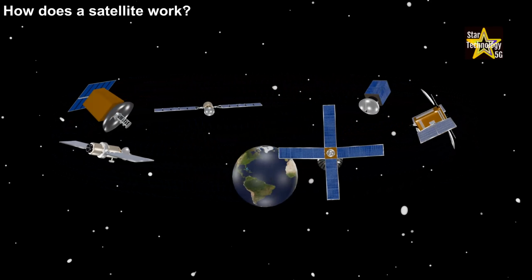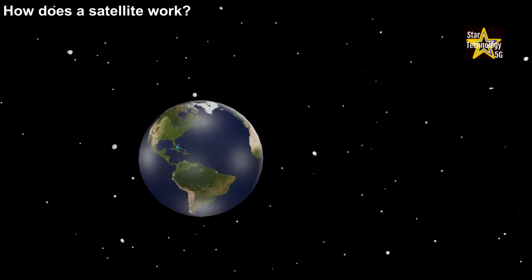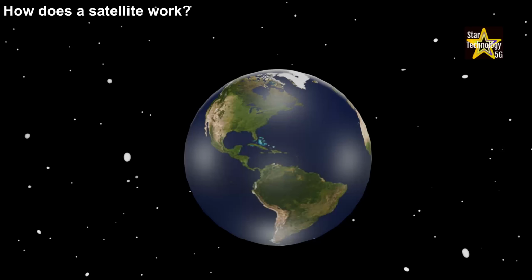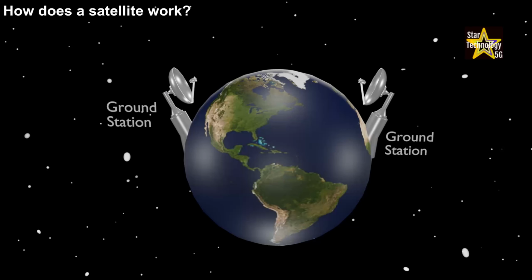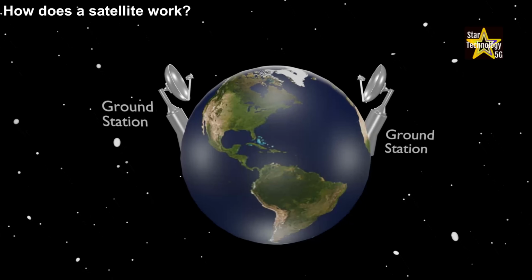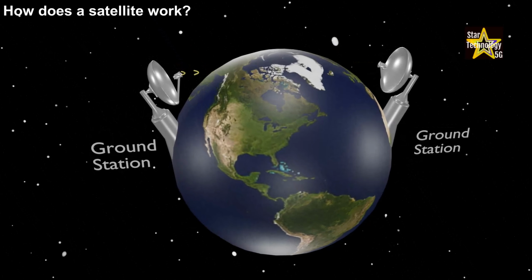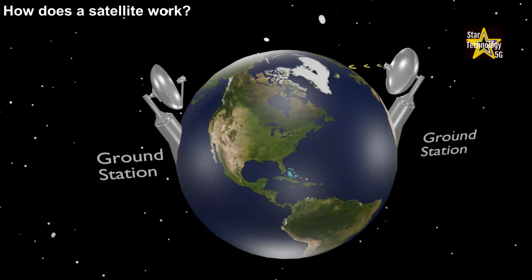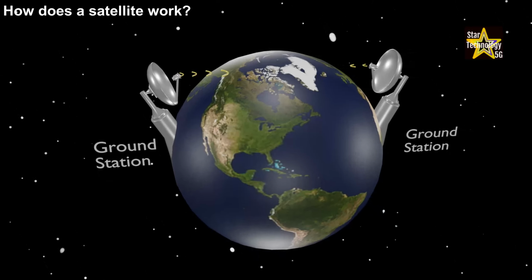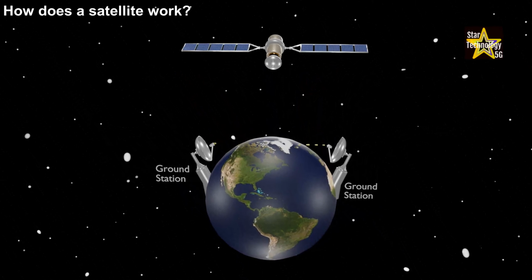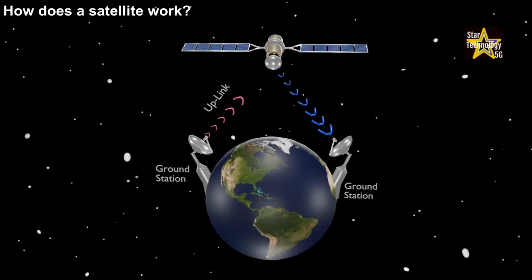Satellites help communicate with people across the globe. For example, if we have two ground stations, one on this side of the Earth, and the other on the opposite side of the Earth. And if both want to communicate with each other, there is no line of sight between them because of the curved nature of the Earth. So they cannot communicate with each other. If there is a satellite, the ground station sends a signal to the satellite. This process is called an uplink. The satellite receives the signal, amplifies it, and retransmits it to the other ground station. This process is called downlink.